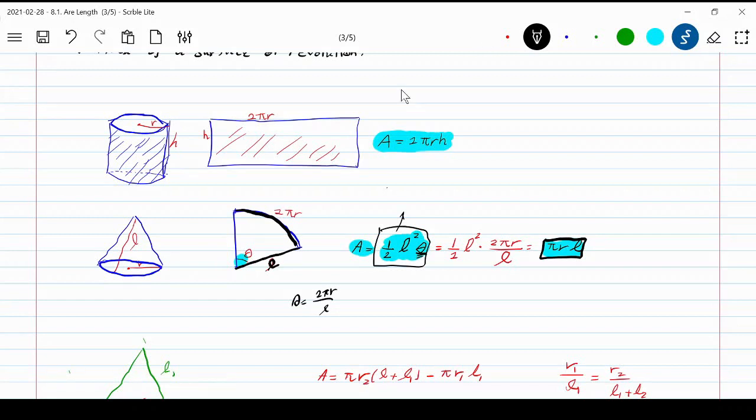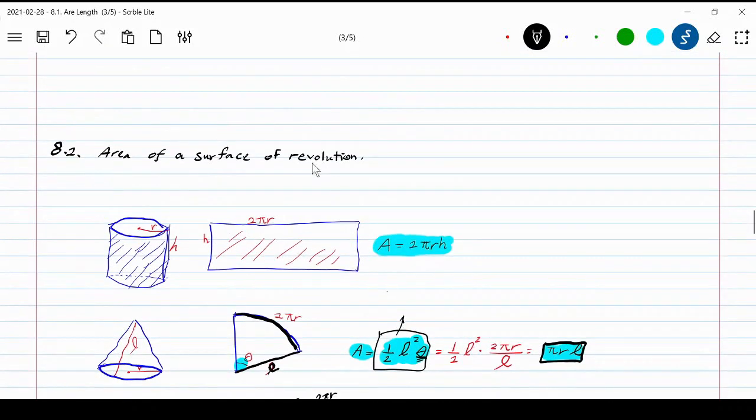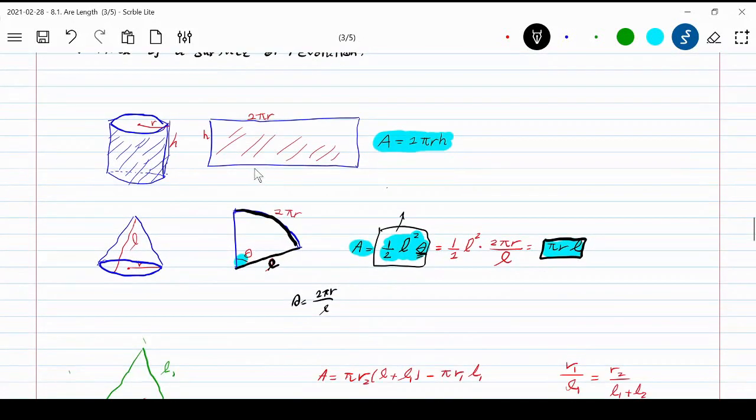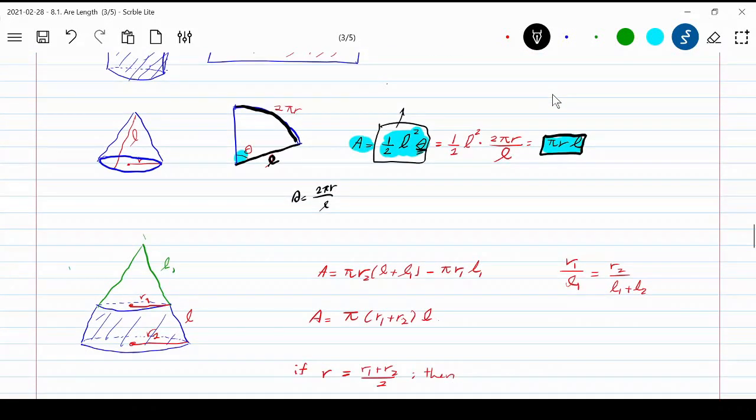We will use this idea to discuss surface revolution. That's why I started with these. We're going to build on this. So let's say you have only a section of this cone and not the top part. Let's say we have this highlighted section and we want to calculate the surface area in this part. What you can do is calculate the bigger surface area minus the top surface area.